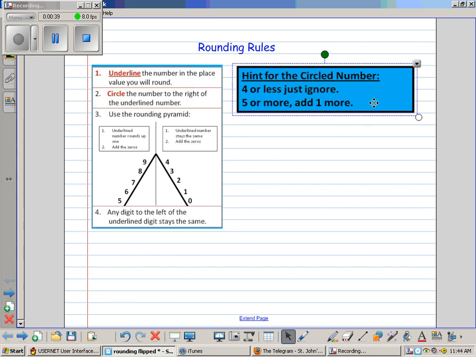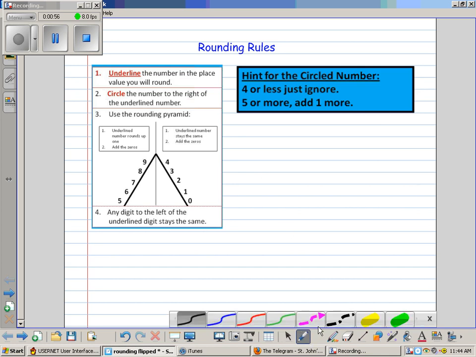The second little box in blue is just a little hint. The hint says, hint for the circled number: 4 or less, just ignore. 5 or more, add 1 more. So what I'm going to do right now is give you a couple numbers and I'll talk you through how I would round.